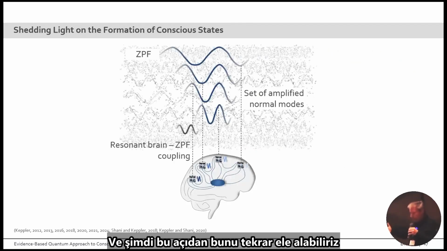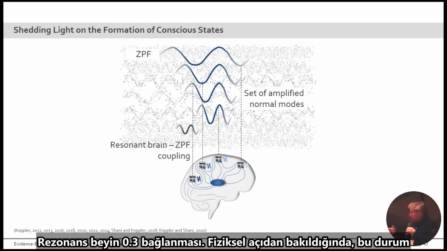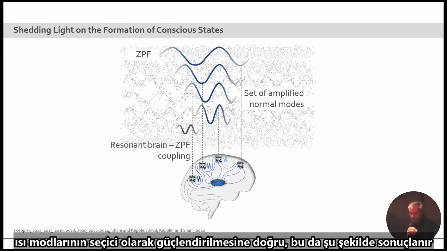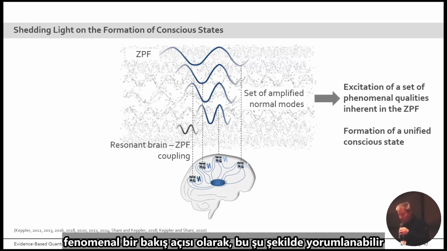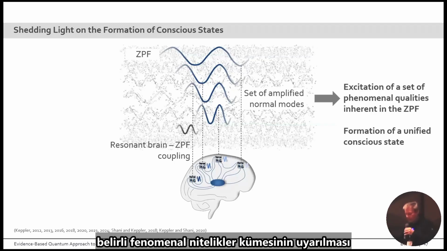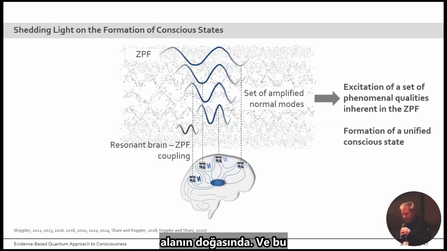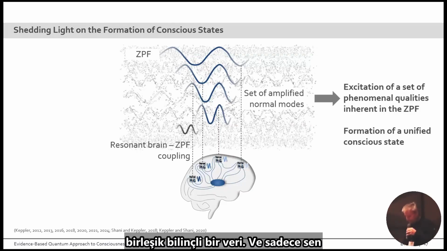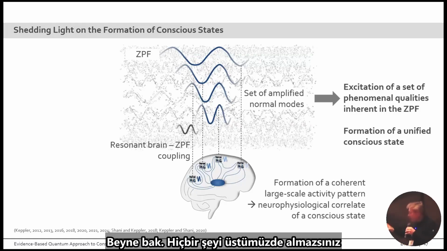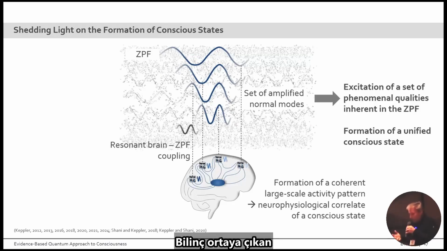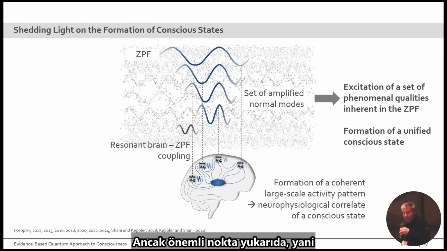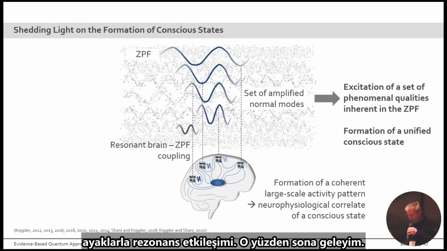And now from this perspective, we can revisit this resonant brain zero-point field coupling. So from the physical perspective, this leads to the selective amplification of field modes, which ends up with a set of amplified normal modes. But from the phenomenal perspective, this can be interpreted as the excitation of a set of specific phenomenal qualities inherent in the field. And this is, in a way, a mechanism to form a unified conscious state. And when you only look at the brain, you do not take anything above into account. What you see is just a neurophysiological correlate of consciousness, which manifests itself in the formation of a coherent large-scale activity pattern. But the important point is above, namely the resonant interaction with the field.